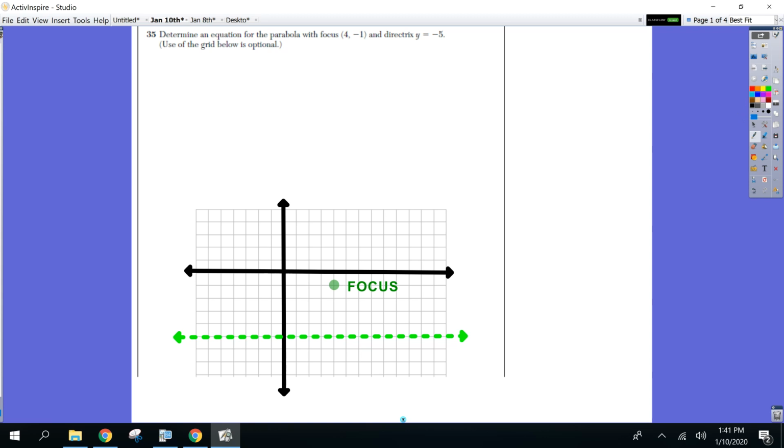All right, here we go, kids. First thing, can you graph the focus for me? Graph the focus on that graph they provided. So get a little XY axis graphed. Graph the focus for me, (4, -1). Put an F next to it. Write the word focus next to it. Doesn't have to match mine.